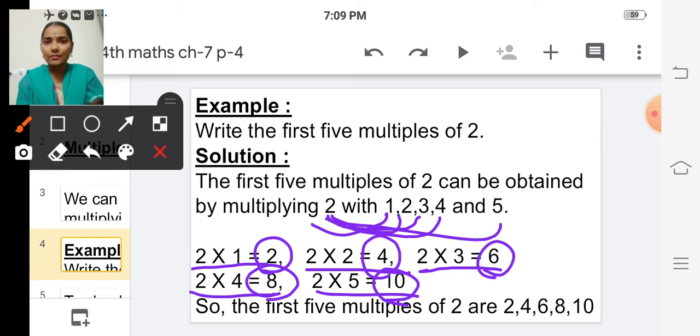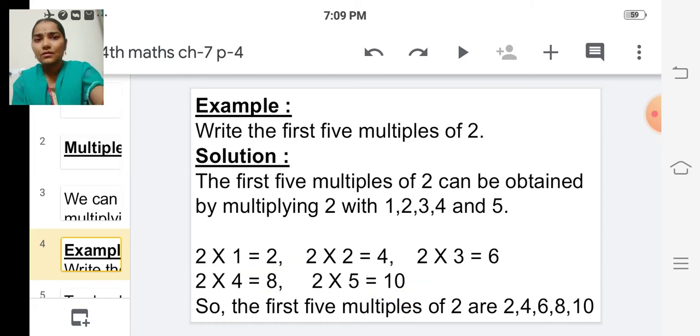So in this problem they have asked only first 5 multiples, isn't it? So we can stop with 2 into 5. With that we got the first 5 multiples of 2. Okay children, so we have to multiply 2 with 1, 2, 3, 4 and 5. Okay, then we will get the multiples of 2.